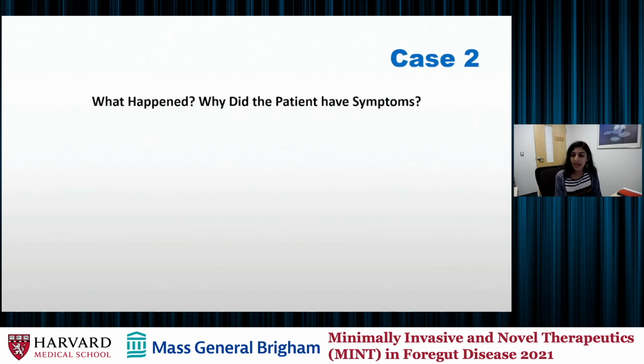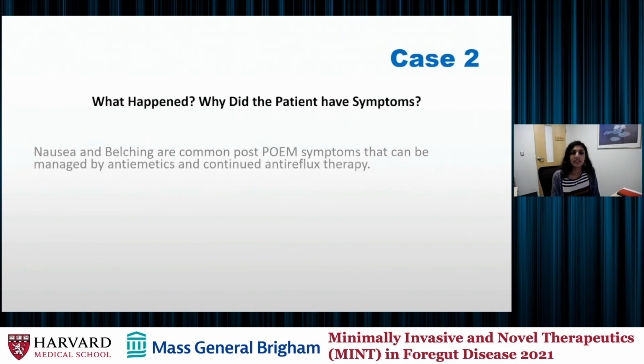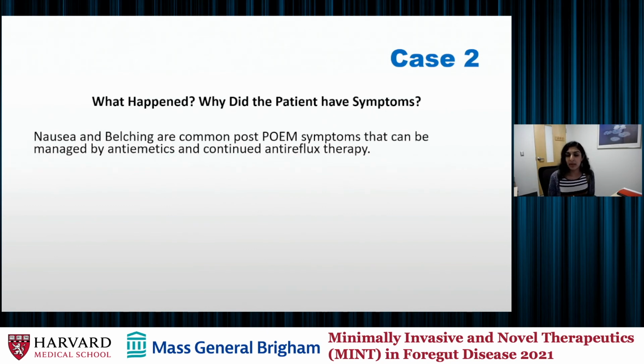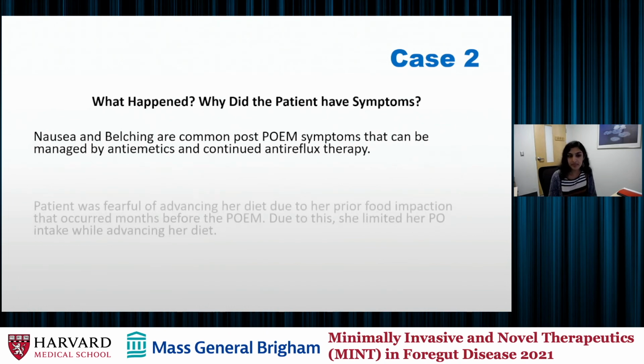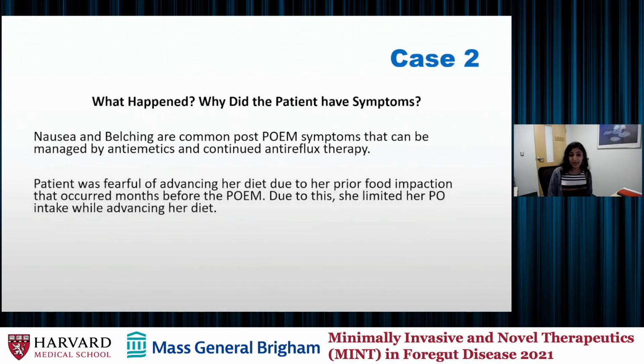So what happened? Why did this patient have symptoms all of a sudden, even though she was feeling well? Nausea and belching are actually common post-POEM symptoms that can be managed by antiemetics and continued anti-reflux therapy. In this case, this patient was very fearful of advancing her diet due to her prior food impaction that occurred months before the POEM. So due to this, she was already limiting her oral intake while advancing her diet, and not really mentally being there when she was actually eating her foods and eating her soft solids.